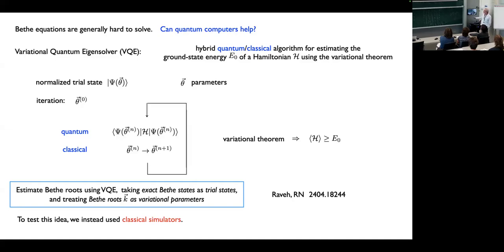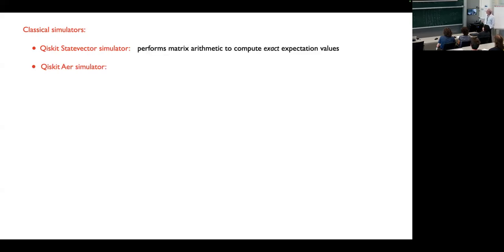But to test it, instead of the quantum computer, we used classical simulators. We did this in Qiskit, and Qiskit has two simulators, the state vector simulator and the error simulator. The state vector simulator performs matrix arithmetic to compute exact expectation values, which is not what a real quantum computer would do. A real one would use shots, and here we're going to simulate it using noiseless simulation, using 10,000 shots, 10,000 trials.